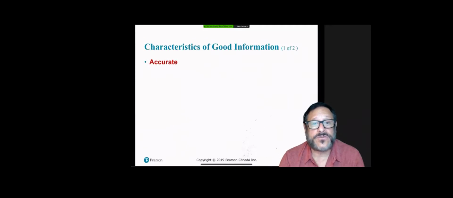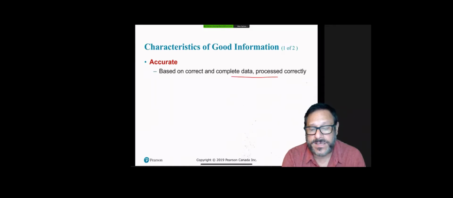Characteristics of good information: obviously it must be accurate. If we're going to accumulate data, this data has to be accurate. It's based on correct and complete data and processed correctly. If I ask all of you for your date of birth, because what I want to do is change that data into information, I want to know what the average age is of my class.